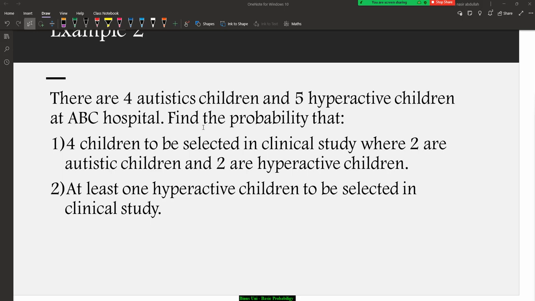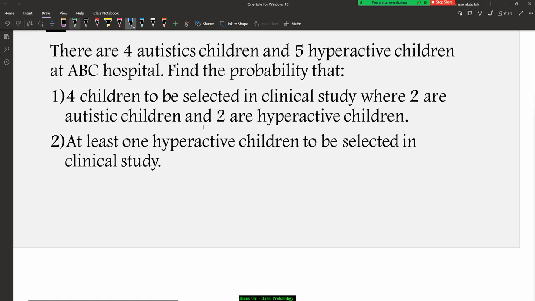Now let's look at example number 2. Same procedure. There are 4 autistic children and 5 hyperactive children at ABC hospital. We want to find the probability that 4 children are selected in a clinical study where 2 are autistic children and 2 are hyperactive children. The same concept: first we want to find the probability of 2A and 2H, 2 autistic and 2 hyperactive. We have 4 autistic and 5 hyperactive, which leads us to 9 children. We want to select 4 out of 9.